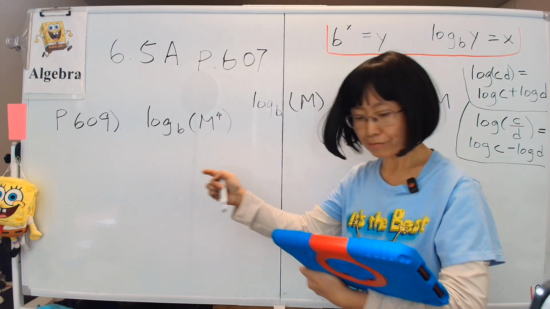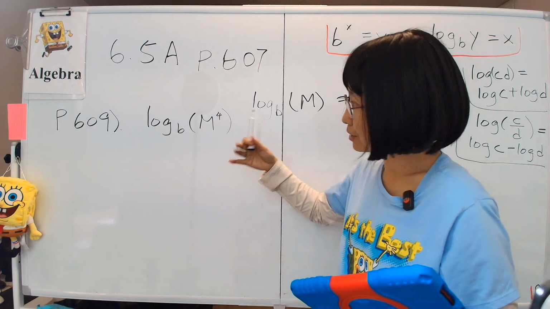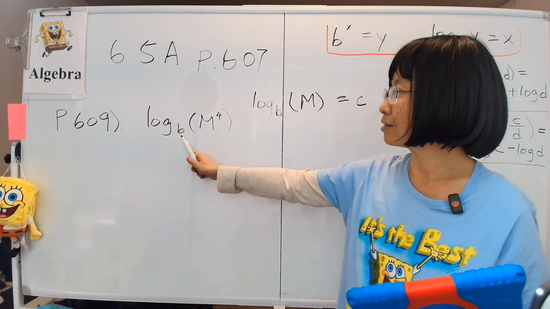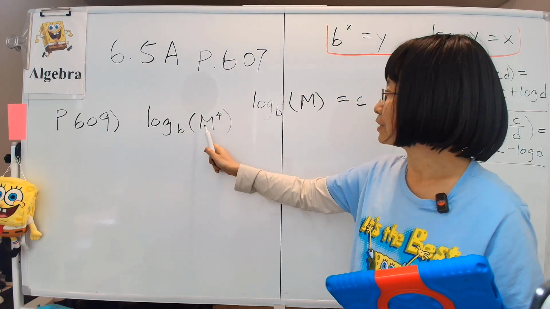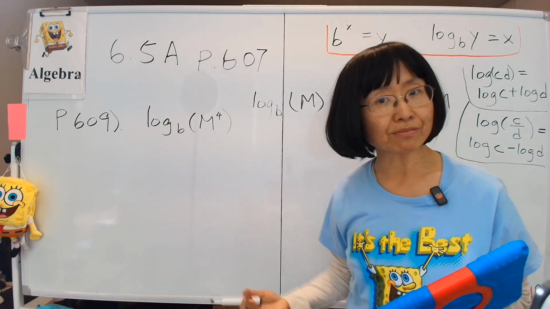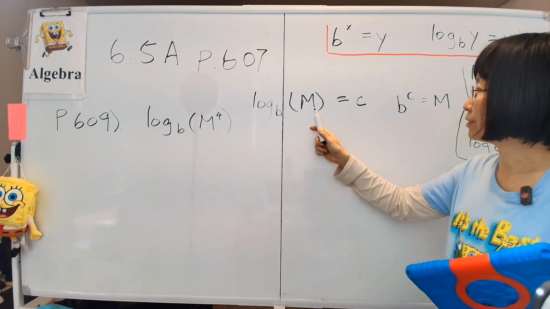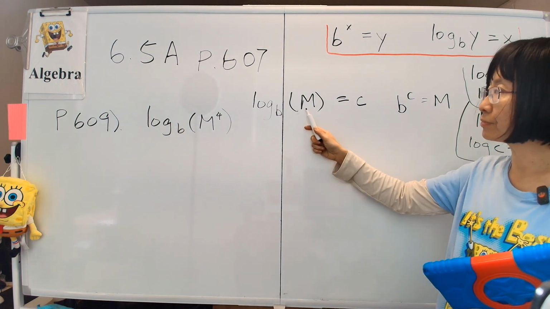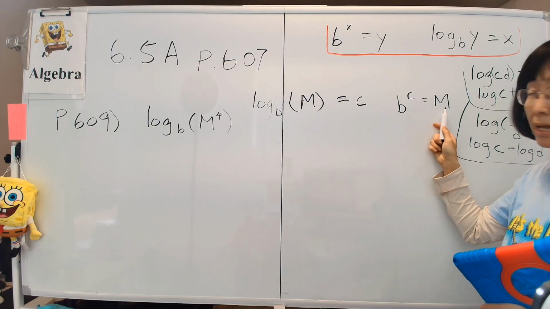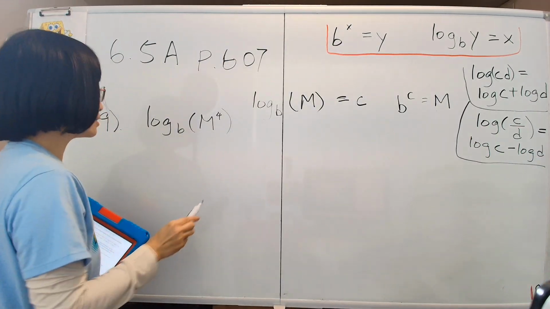The point is, I'm going to make up a slightly different example than the book shows, but it's the same principle. Let's say we're calculating log of some base b of a number m, and m is being raised to the power 4. Again, log base b of m by definition, we'll call it equal to c. That means b to the power c equals m.